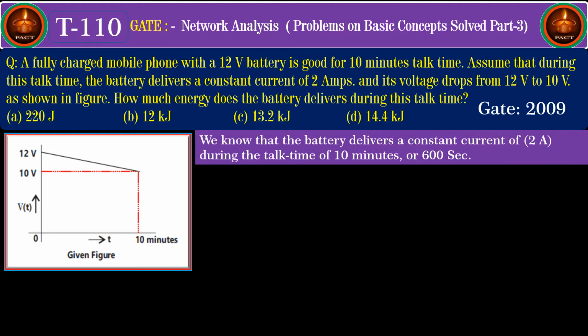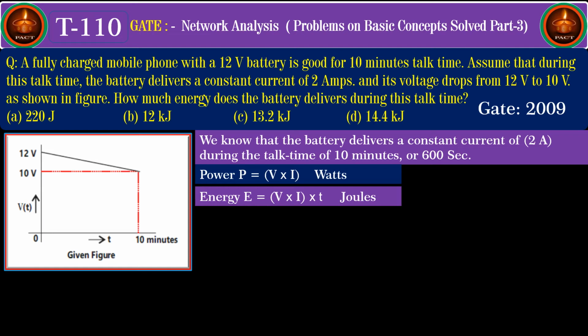We know that the battery delivers a constant current of 2 amperes during the talk time of 10 minutes or 600 seconds. This is the key point that you should remember. And we know power P is equal to V into I watts and energy E is equal to V into I into T joules. Friends, shall we combine these parameters like this? That energy E is equal to V into T into I. Why we did this, you know?